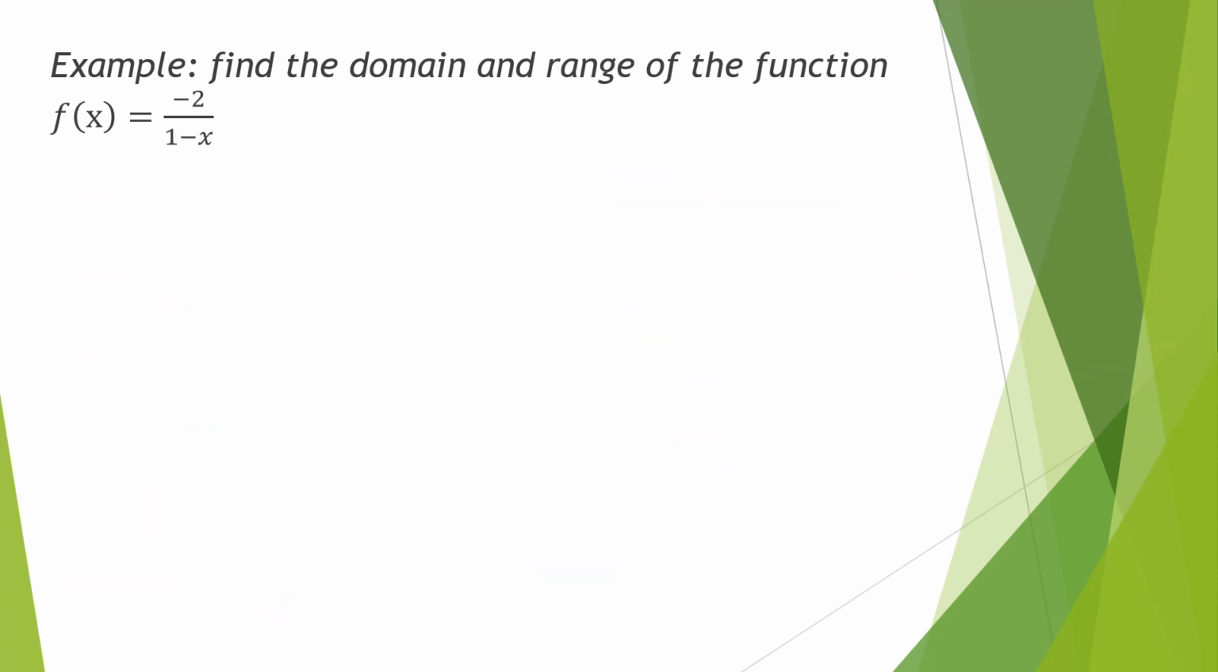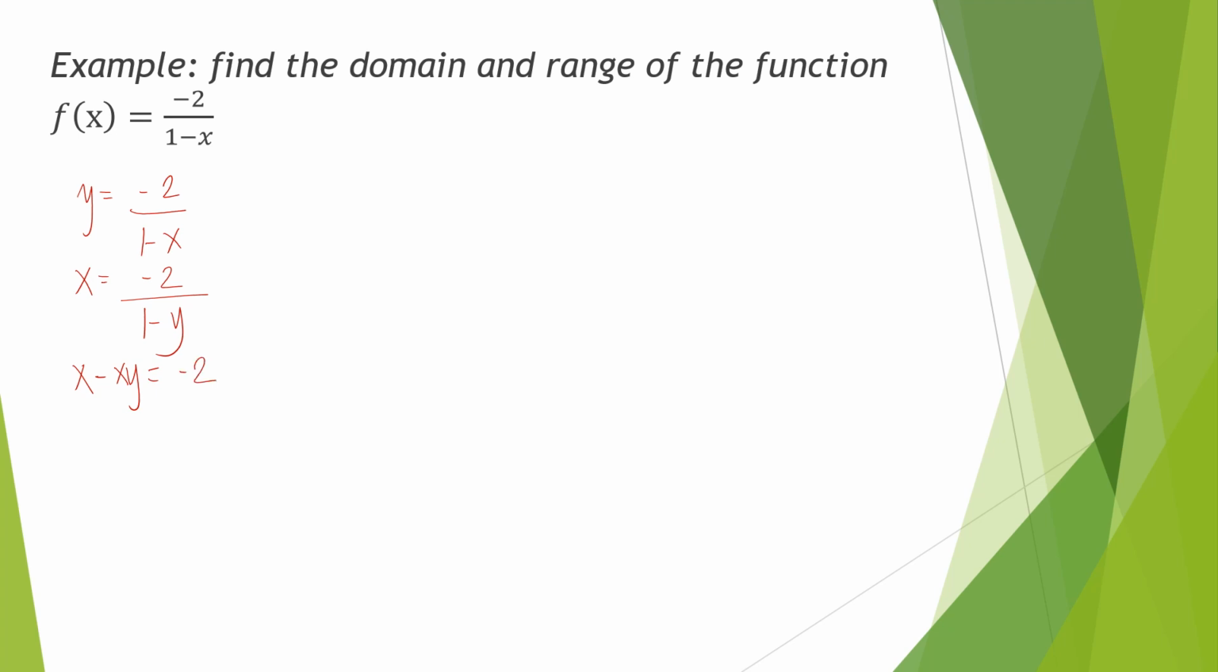Next problem. I think this is the last problem. So again, we have the original. So we find the inverse. So that is y is equal to negative 2 all over 1 minus x. So we interchange the x and y. Then we solve for y in terms of x. So that is cross multiplication. So 1 times x is x. Then negative y times x is negative xy is equal to negative 2.